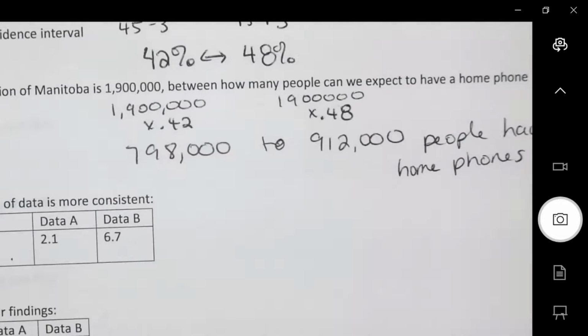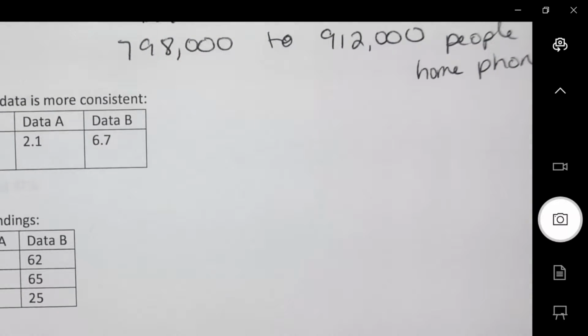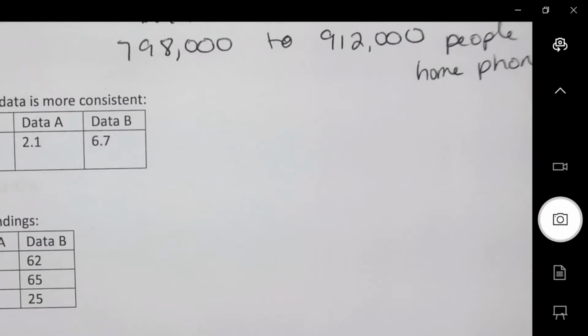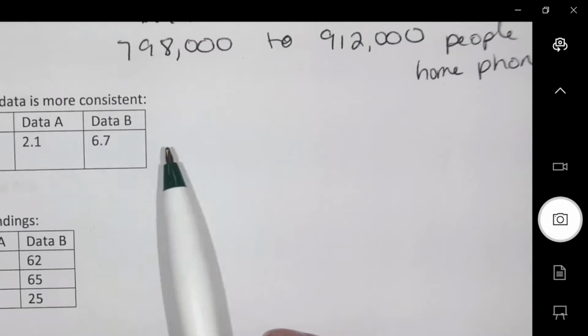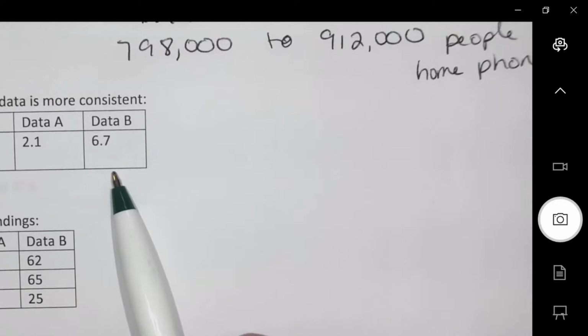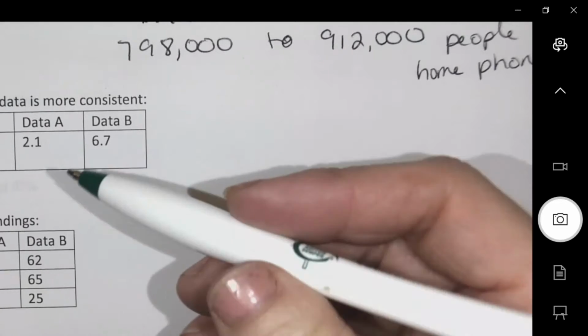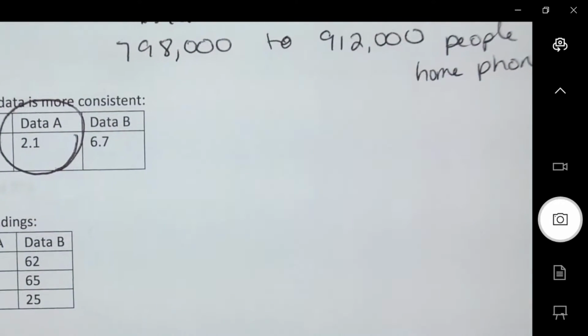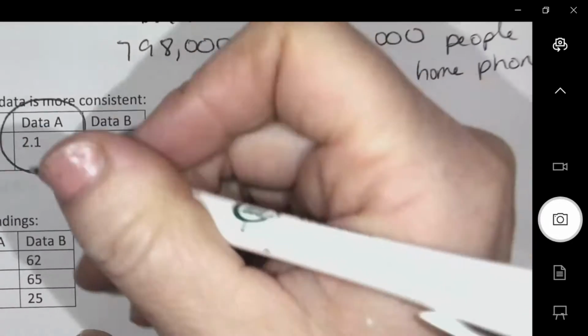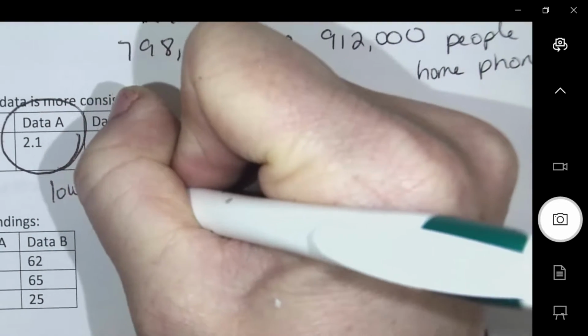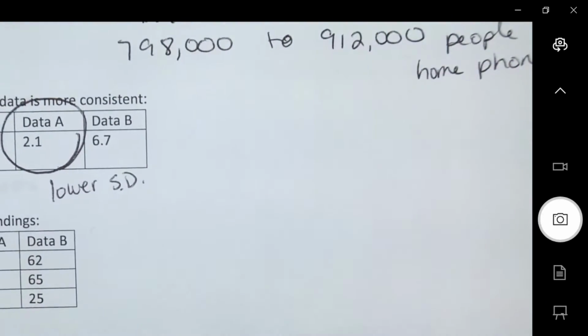Okay, number 4. Which group of data is most consistent? So who would be more consistent between these two groups, A or B? A. Why? It has a lower standard deviation. Standard deviation tells you the number, how far you are from the center.